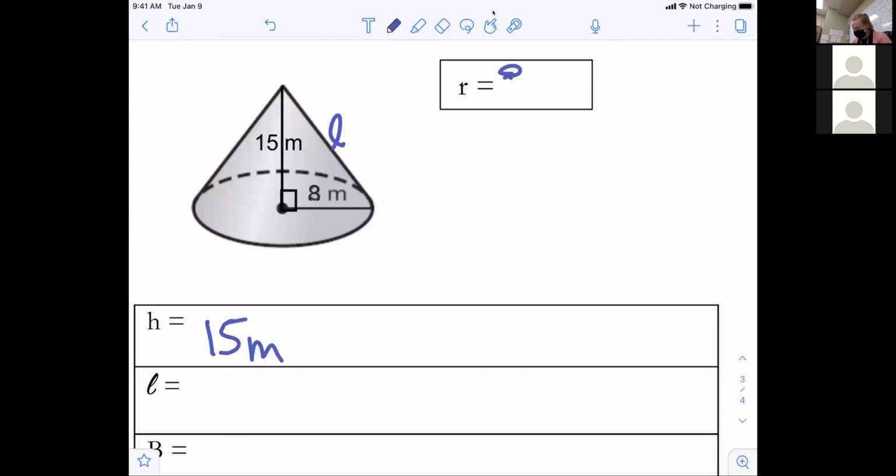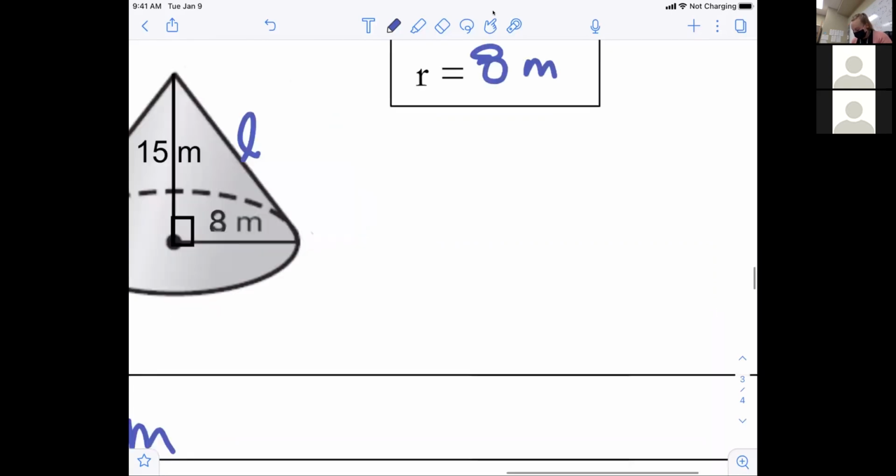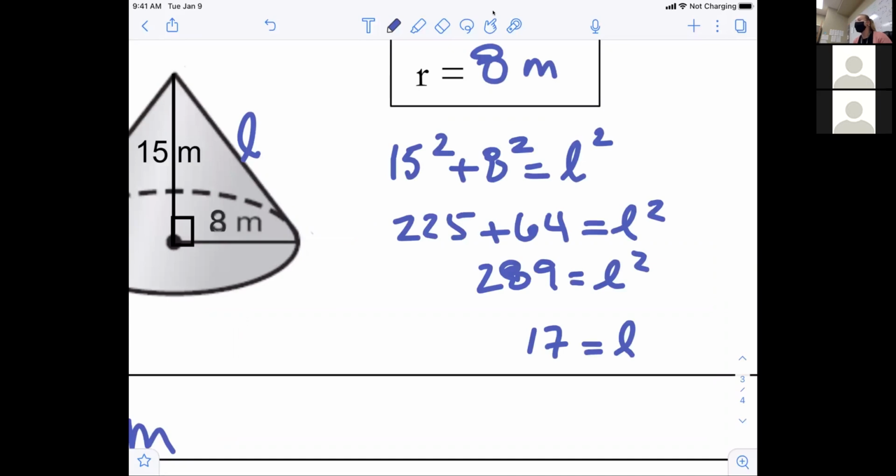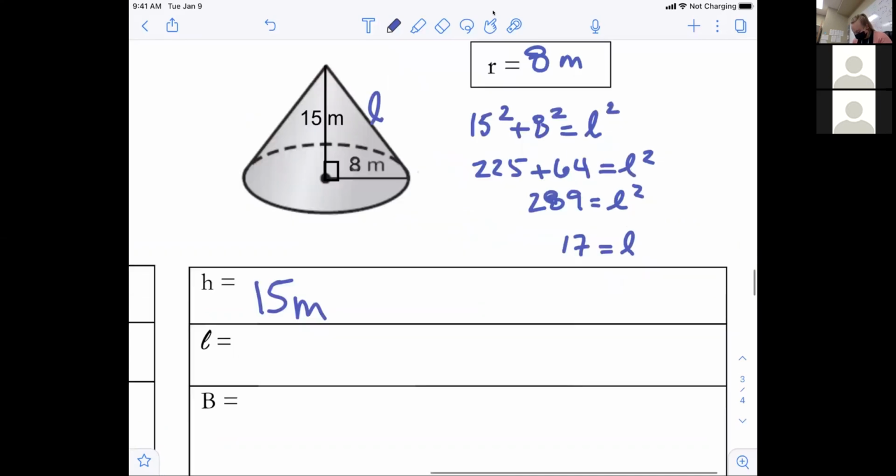Oh, but I do have my radius. It's 8. So 15 squared plus 8 squared equals L squared. I have 225 plus 64 equals L squared. And that's 289 equals L squared. I believe that's 17. Is that what you guys got? Okay. Again, I got a nice, pretty clean number, 17 meters.